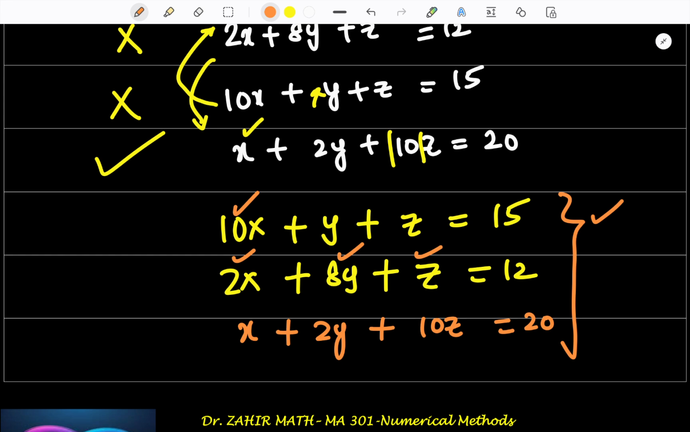Clear? Right. So remember, my students, before starting Gauss-Seidel or Gauss-Jacobi, check the diagonal elements. If it is not dominant, rearrange the rows so that each diagonal element is the biggest in its row. Once it becomes diagonally dominant, your method will converge smoothly, right?